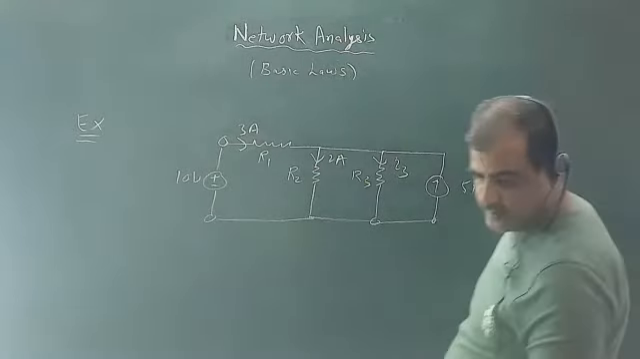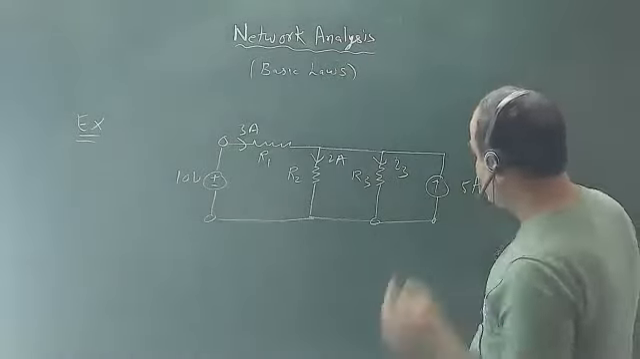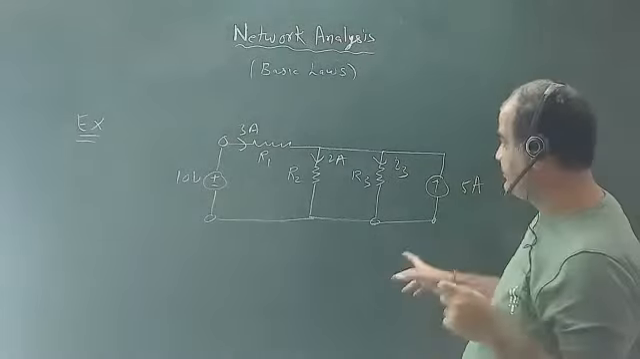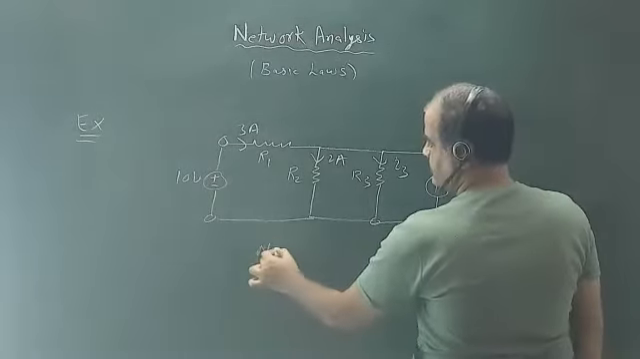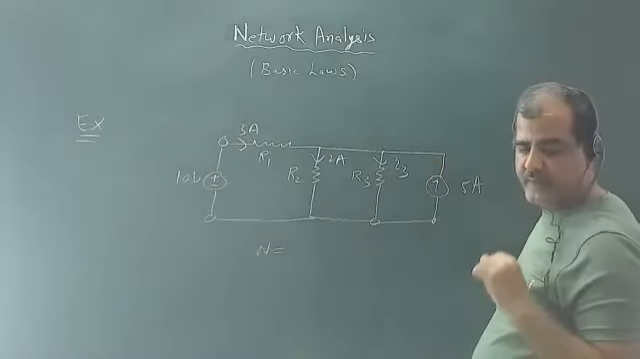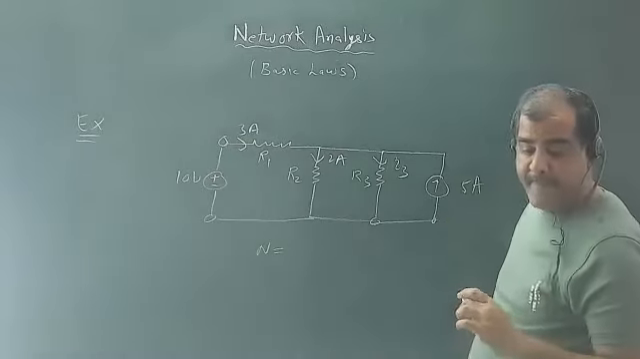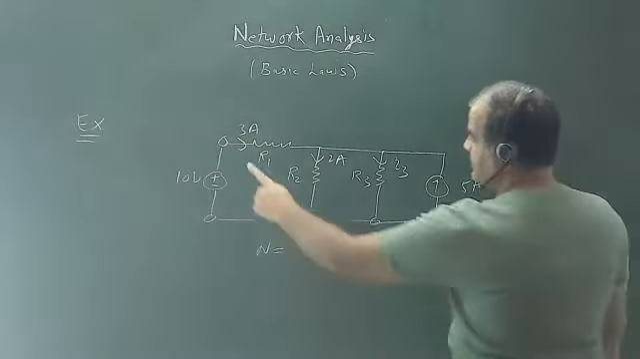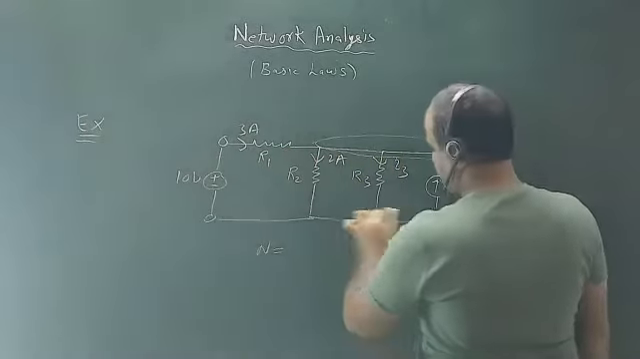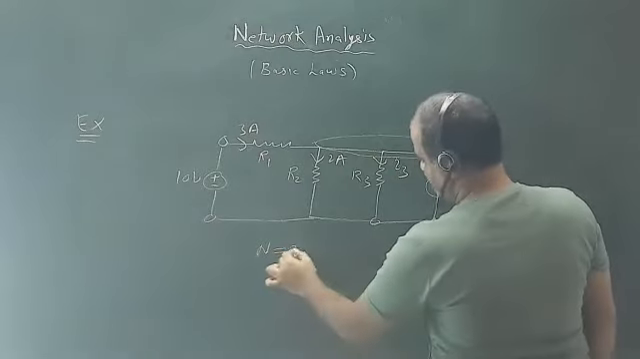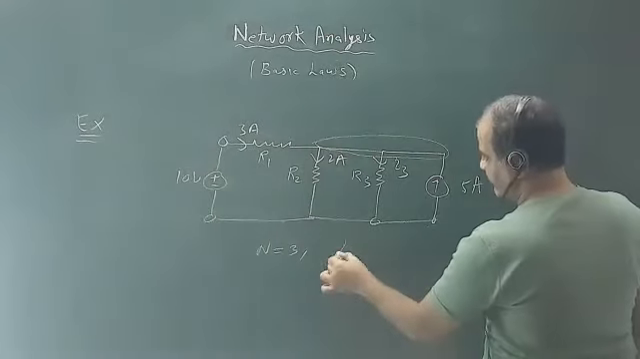From the circuit, you can see how many nodes are there in the circuit. How many nodes are there in the circuit? 3. So this is one node, this is also a single node, and this terminal is also a single node. So there are 3 nodes. If you say branches, there are 1, 2, 3, 4, 5 branches because 5 components are there.